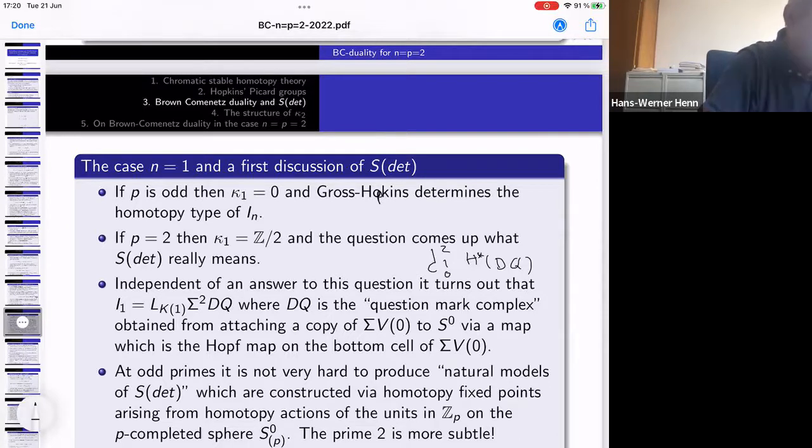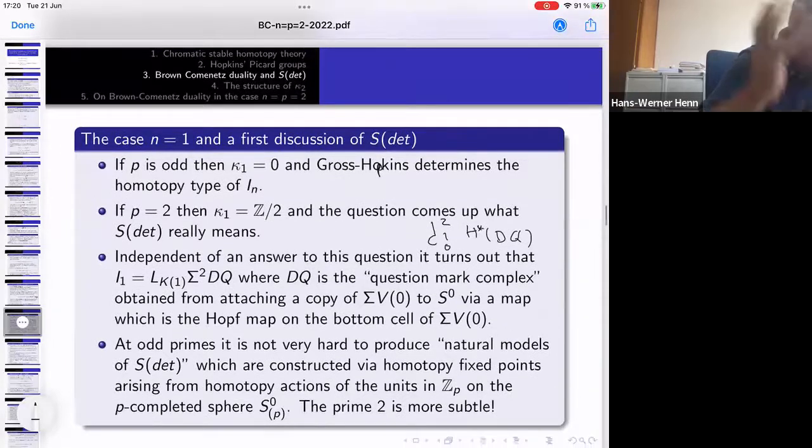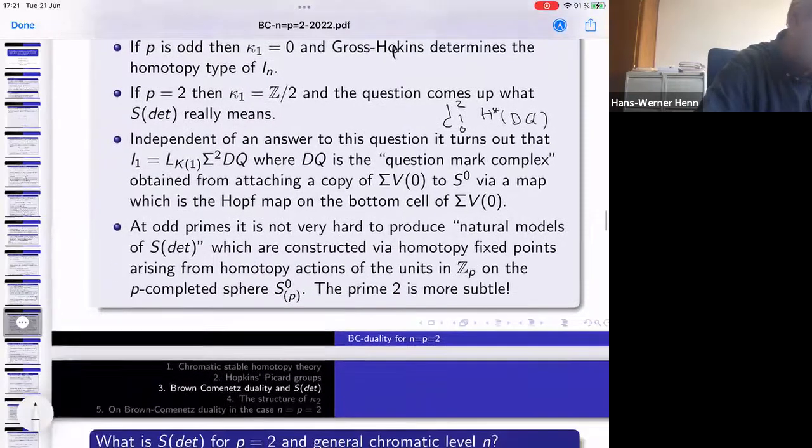At odd primes, it's not very hard to produce natural models of S-stat. In fact, it's enough to specify a homotopy action of the p-adic units on the p-completed sphere. And I might come back to a more precise description of the construction, but in fact, we've understood how to construct S-stat at odd primes for a while. The prime 2 is more subtle.